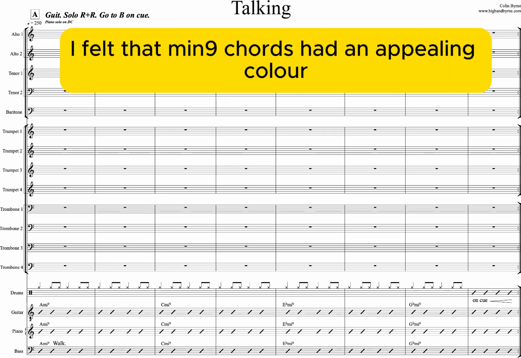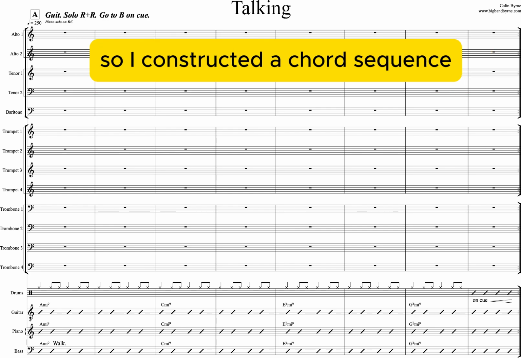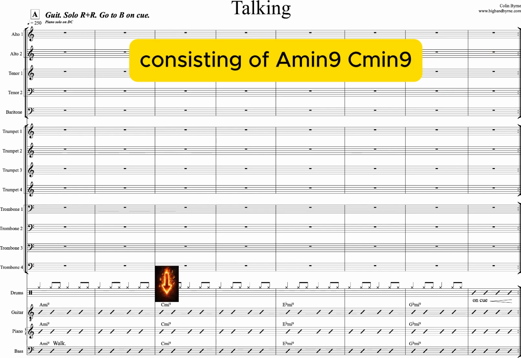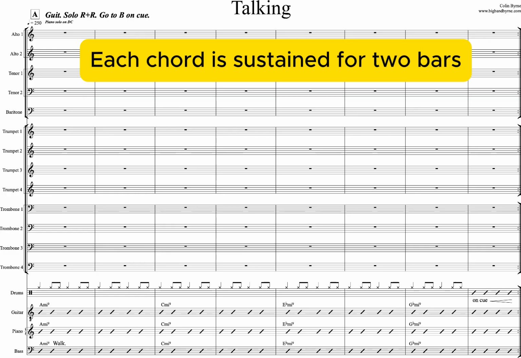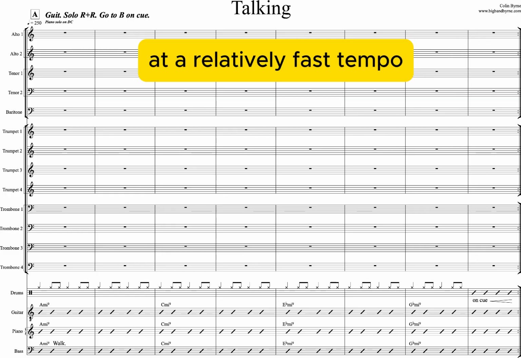So I felt that a minor 9 chord sounded particularly good, and I constructed a chord sequence using A minor 9, C minor 9, E flat minor 9, and G flat minor 9. Each chord is sustained for 2 bars at a relatively fast tempo, so this just sounded fantastic.